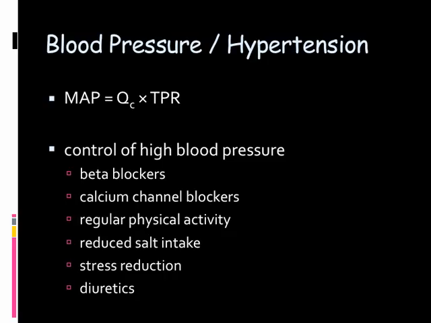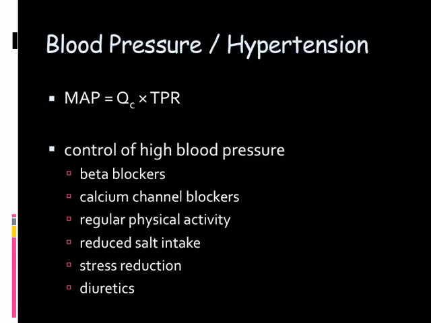Aren't we interested in cardiac output? Well, yes, we're interested in cardiac output, but certainly for someone who's got high blood pressure, we're interested in the factors that determine blood pressure. So in this case, cardiac output and total peripheral resistance are the factors that determine your blood pressure. And so people with high blood pressure are one issue.